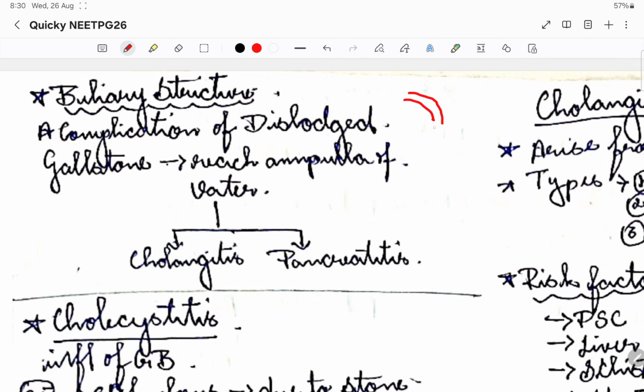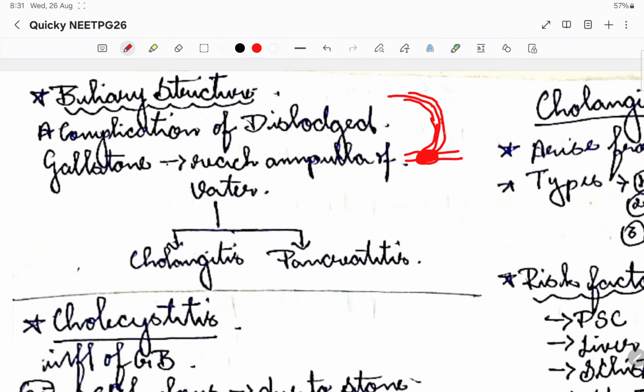What happens is it will go and reach the ampulla of Vater. Okay, the ampulla of Vater is the common opening of the pancreatic duct and the bile duct, right? So here is the ampulla of Vater, the large area. Here the stone will get dislodged and might come and lodge here.